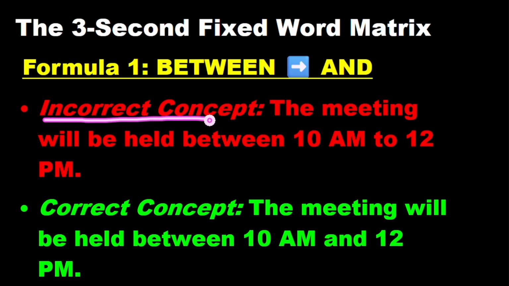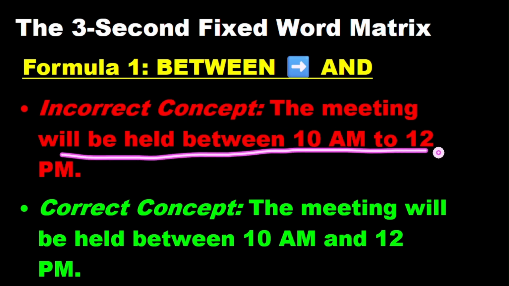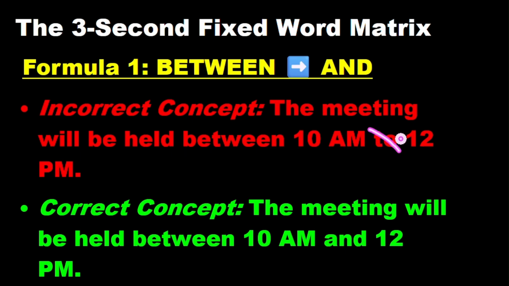Incorrect concept. The meeting will be held between 10 am to 12 pm. This sounds correct casually, but it is 100% ungrammatical. Correct concept. The meeting will be held between 10 am and 12 pm.